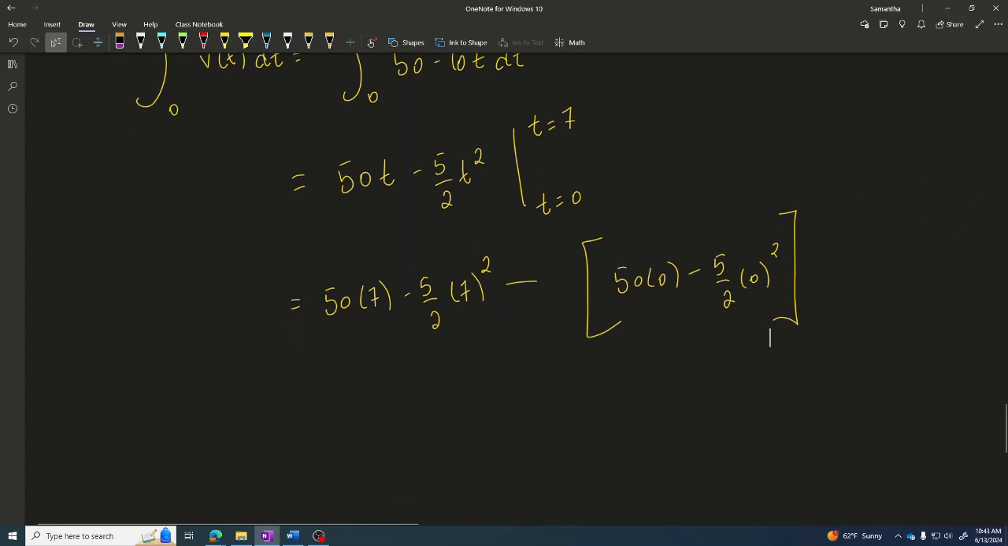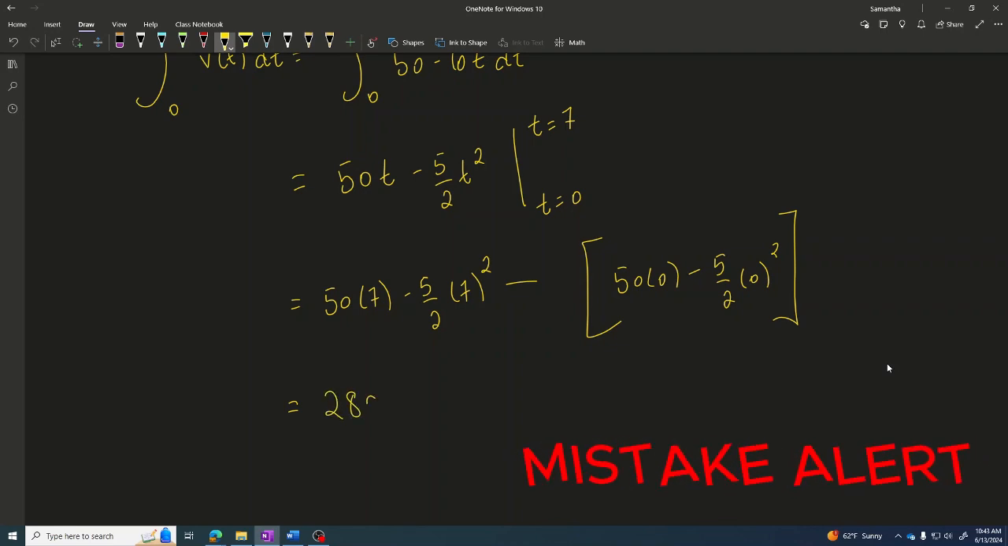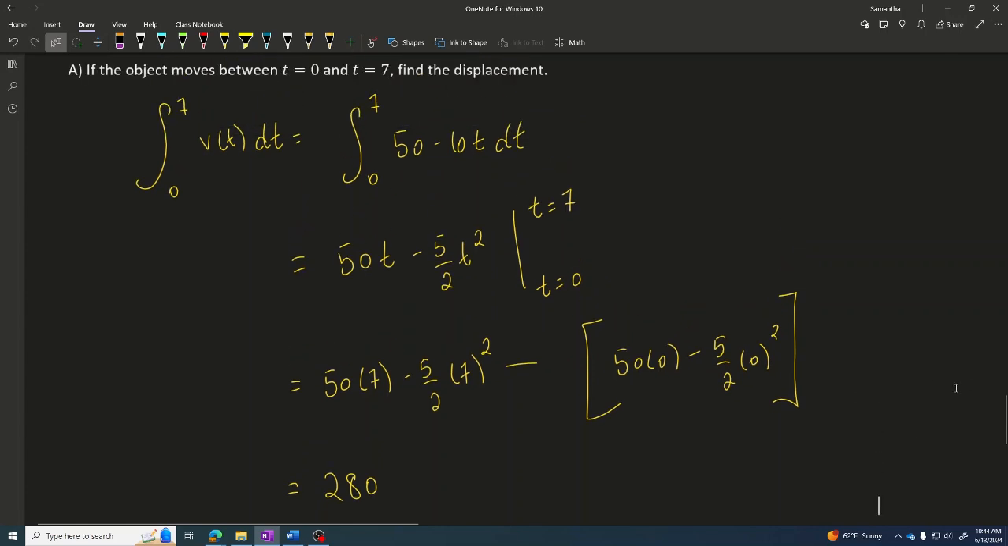Now, if I simplify this result with the help of our calculator over here on the side, we find that the displacement of this object with this velocity function is equal to 280 units, probably meters. So this object has ended up in front of its initial position. Fantastic. So we were able to find the displacement of this object just by integrating the velocity function using the fundamental theorem.